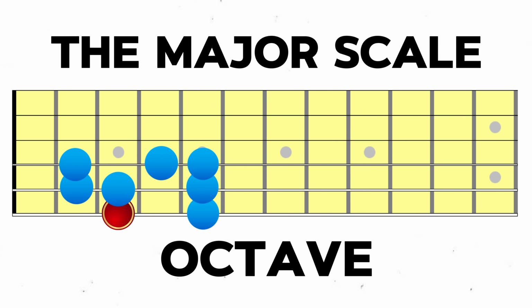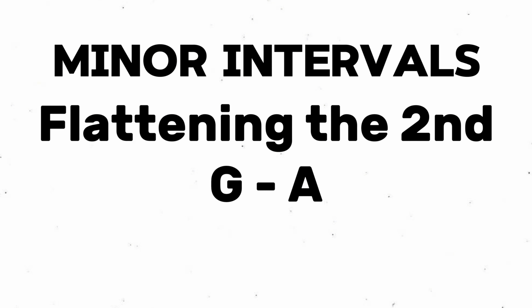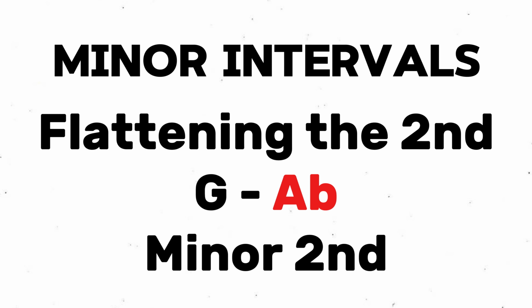Now that we've covered the basic intervals, let's have a look at the minor intervals. A minor interval is constructed by flattening a note by a semitone or half step. For example, if we start on G, then our major second would be an A. To get a minor second, we would flatten the A by a semitone, giving us A flat.